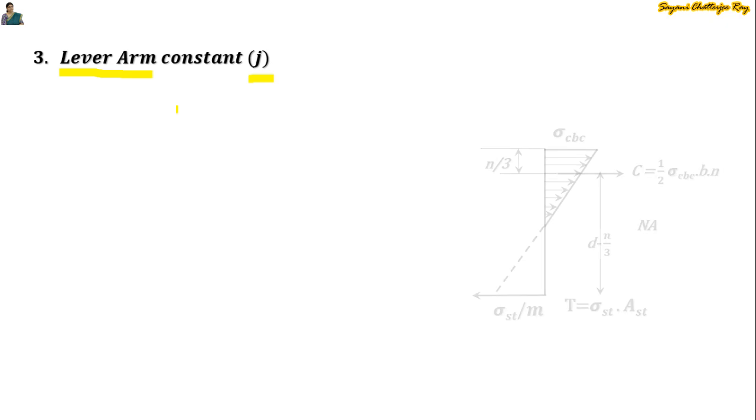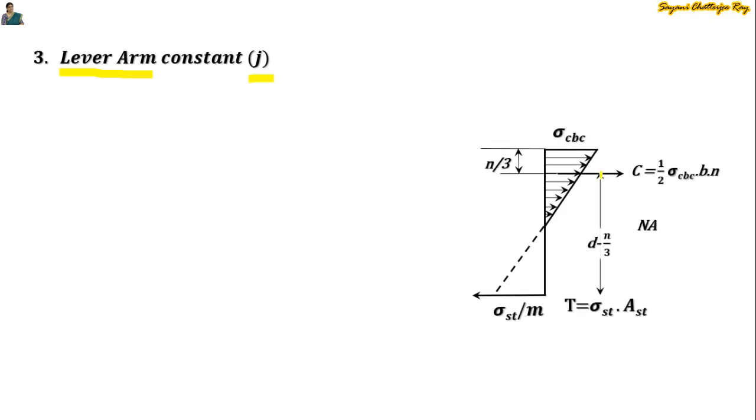The third one is lever arm constant and it is designated by J. So first of all we will understand what a lever arm is. Let us again look back at the stress diagram. Lever arm is basically the distance between the resultant compressive force and the resultant tensile force. So this distance is known as the lever arm, and it is equal to D minus n by 3. It is also designated by small a.